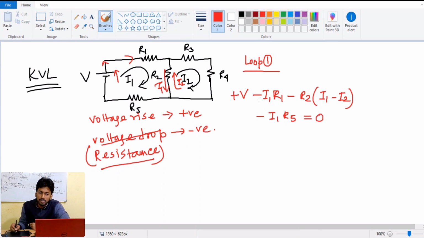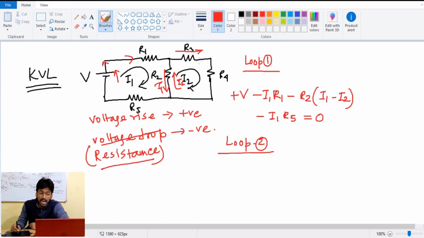Now you just have to solve these things. The values will be given to you: the V value, and R1, R2, R3, R4, different values will be given. You have to calculate this and you will get an equation in terms of I1 and I2. Then again we have to do the same thing in loop 2. We just have to follow the same principle.